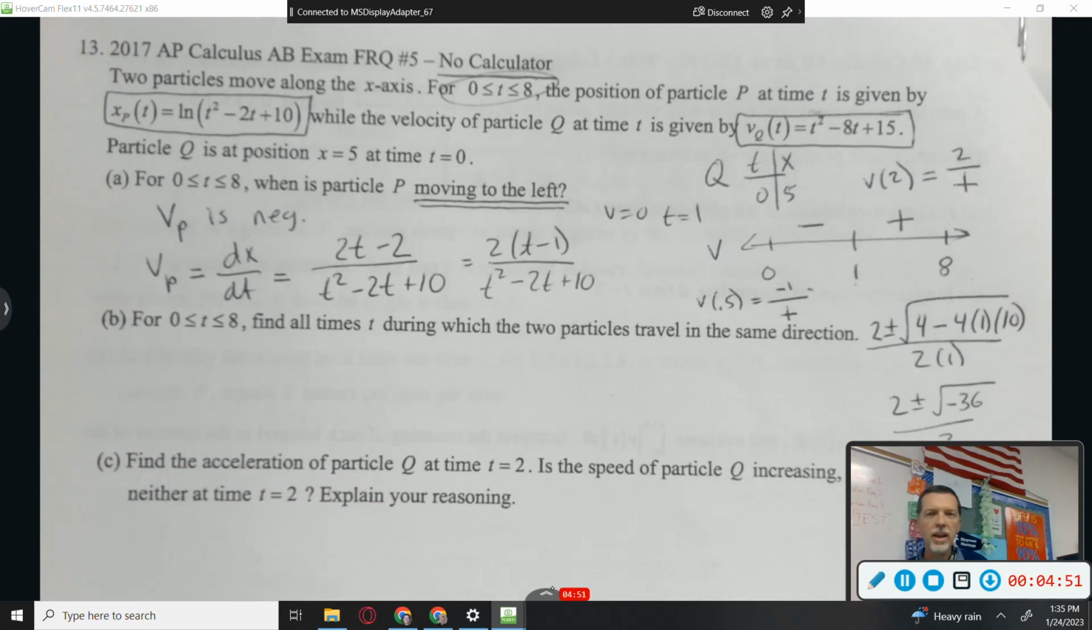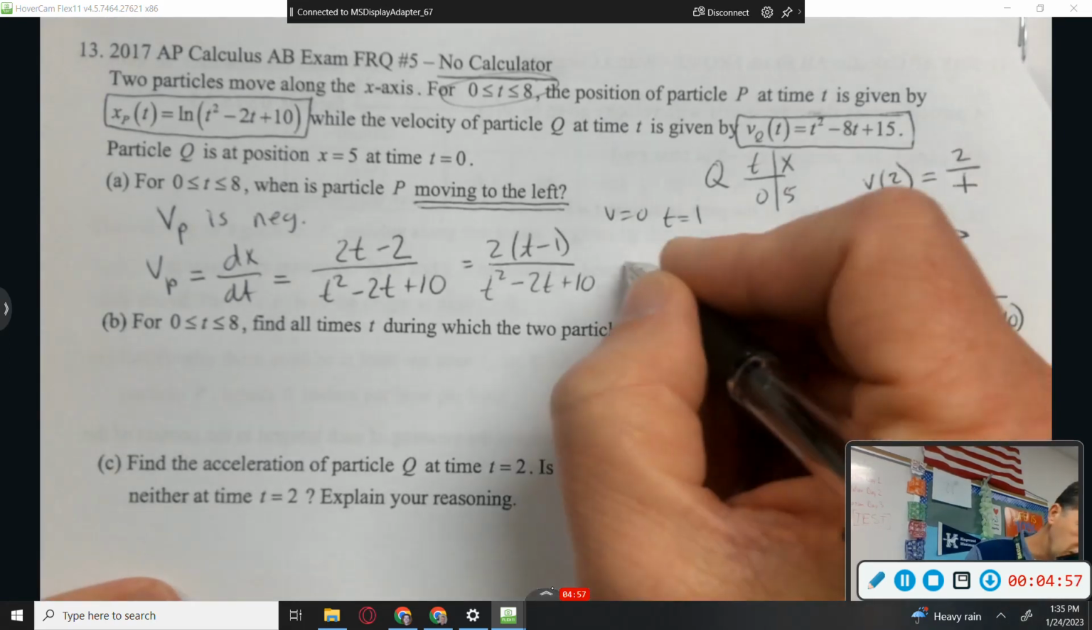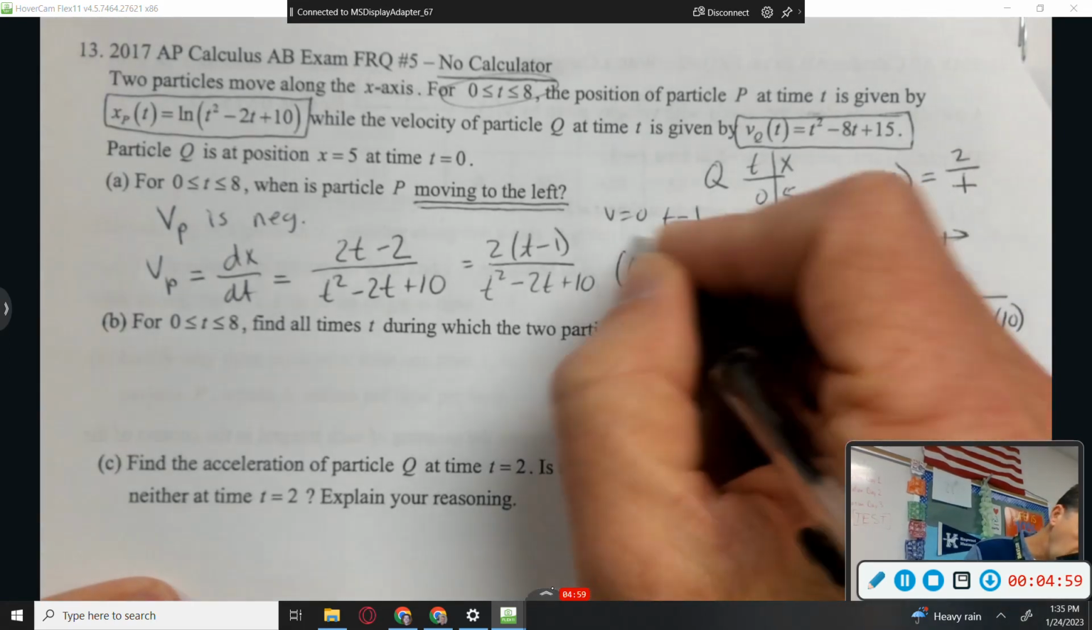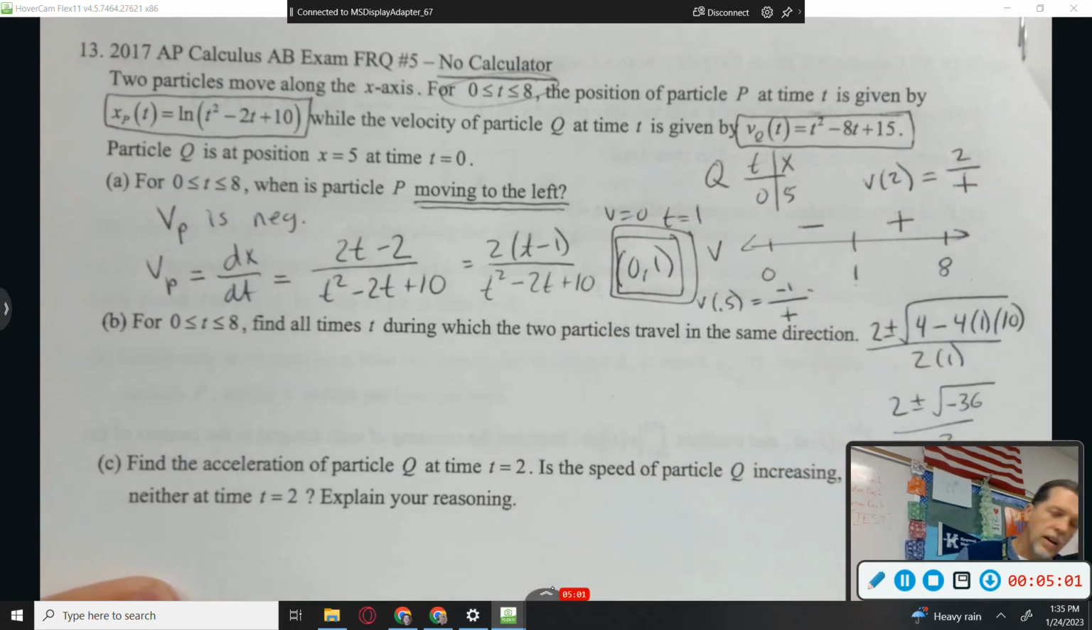So there's my sort of answer choices. So moving to the left on 0 to 1. Again, you're not really supposed to box your answer, but if it gets crowded like that, and you are pretty confident, go ahead and do it.